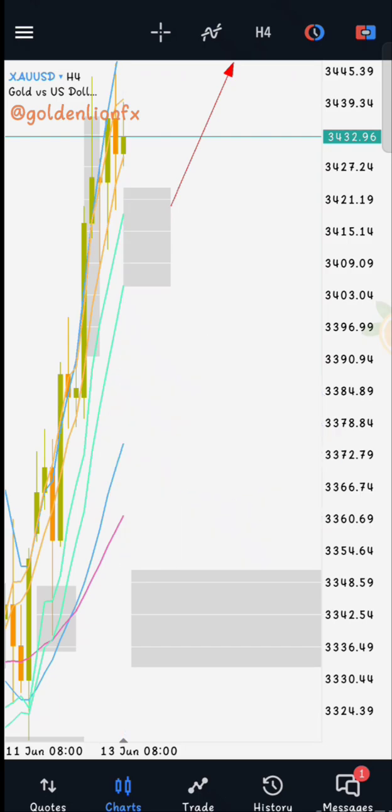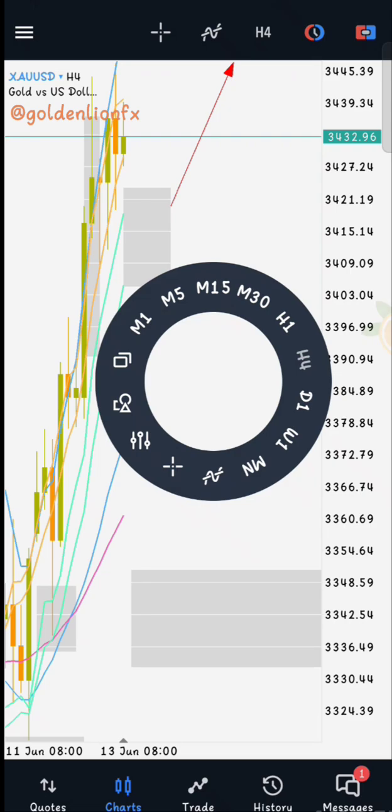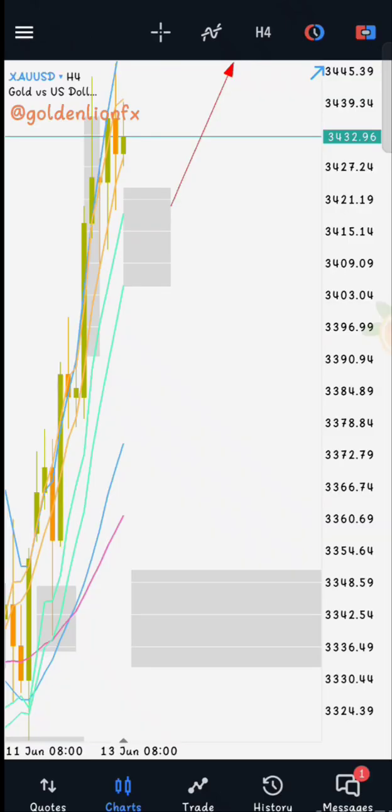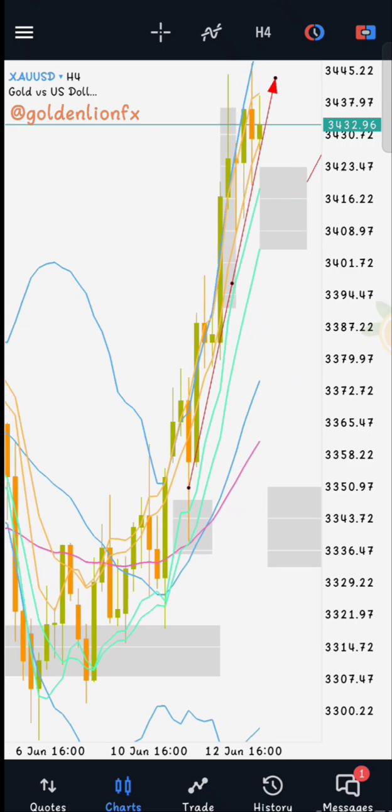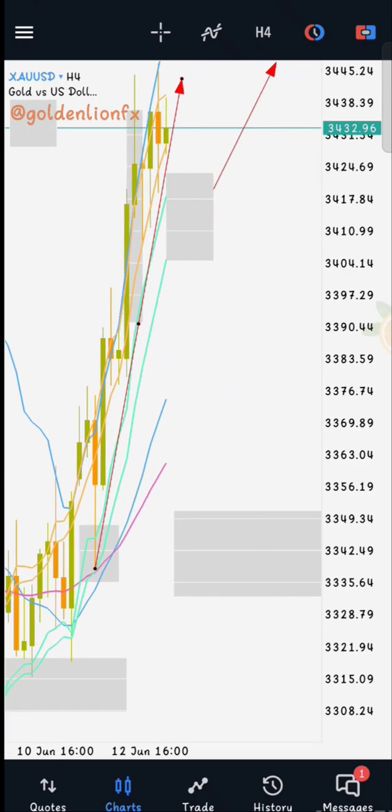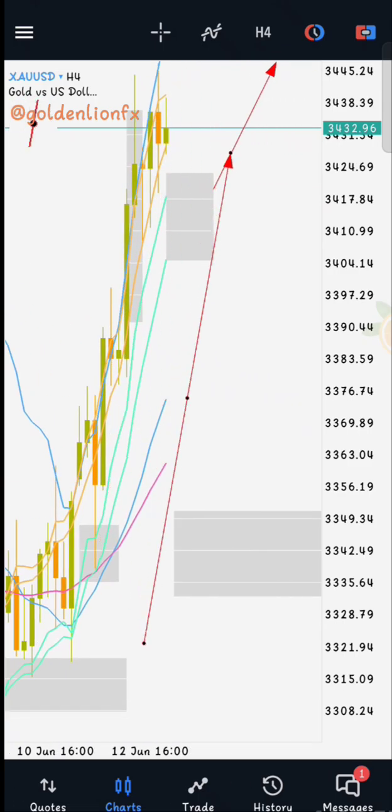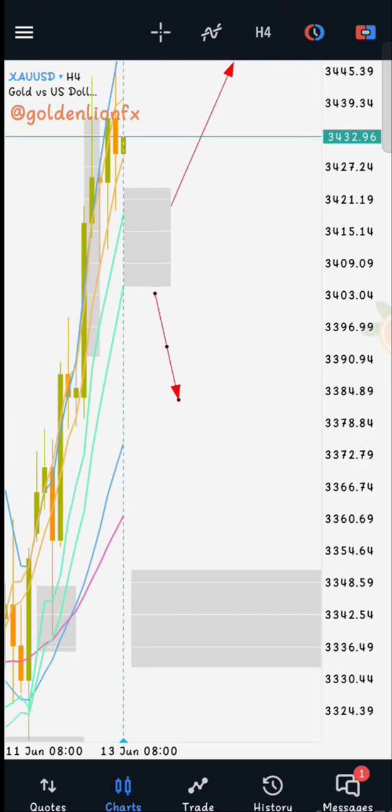Otherwise, as of now, price is in a bullish momentum. In fact, we had wars between Israel and Iran. That explains this first movement that we had here. It was because of those fundamentals. Israel and Iran are in a war, right? So that's why we are having something like that.